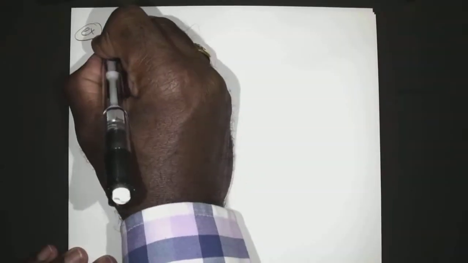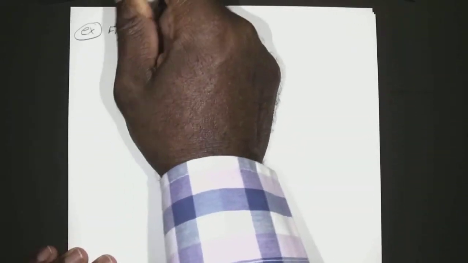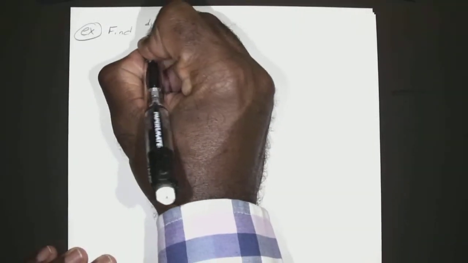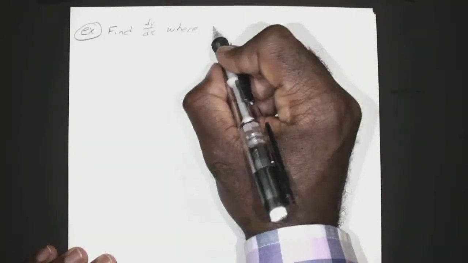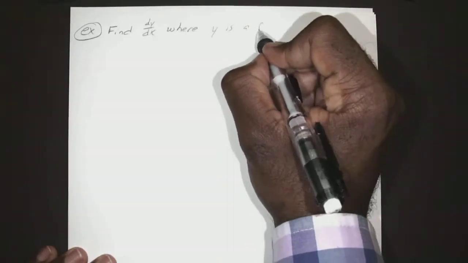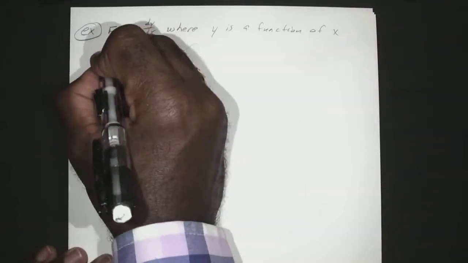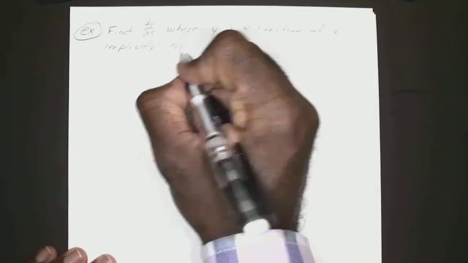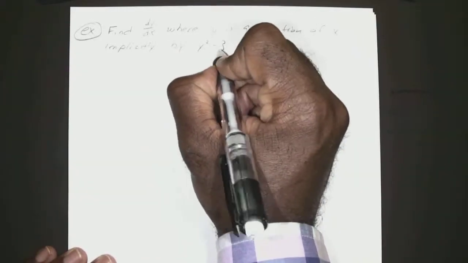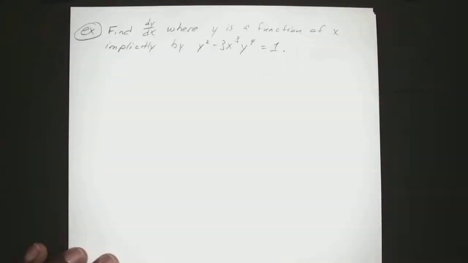Okay, so let's see if we have the example. We'll find dy/dx where y is a function of x implicitly, by y squared minus 3x to the third y to the fourth equals 1.